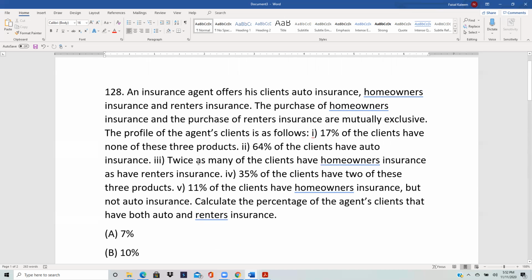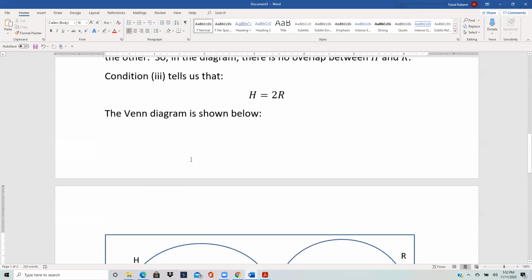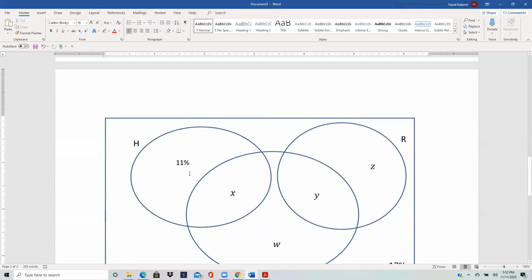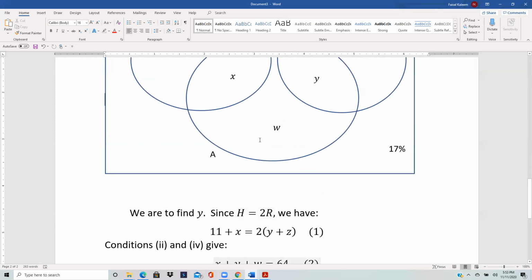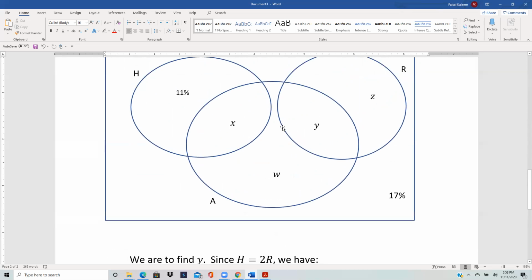So it means the number of homeowners is twice that of renters. So I put H is equal to twice of renters, H equals 2R. And since I can see from here that H is 11 plus X and R is Y plus Z, 11 plus X is equal to 2 times (Y plus Z). So that's that equation. And then as we talked before, X plus Y plus W is 64, because the total auto is 64 and these three represent the total auto.